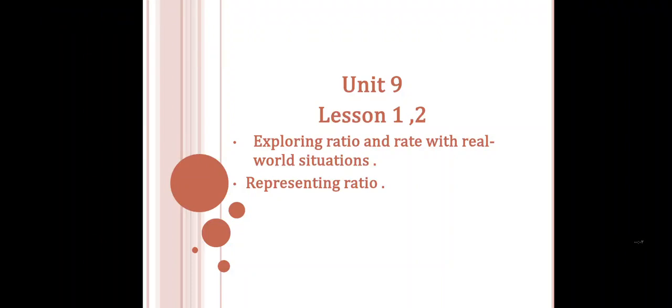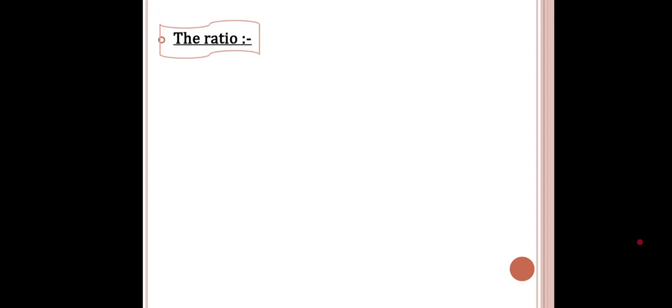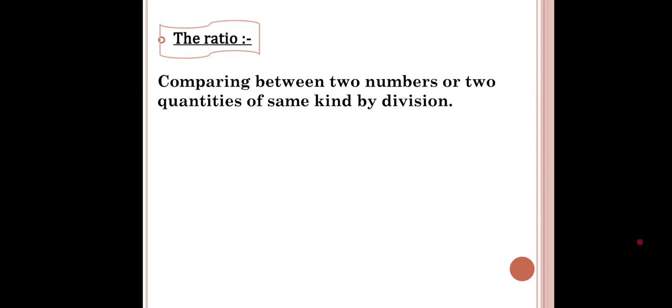Let's start our lesson today about exploring ratio and rate with real world situations, representing ratio. Firstly, what's the meaning of the ratio? The ratio is comparing between two numbers or two quantities of the same kind by division. There are three ways to write the ratio: A to B, A : B, or A over B.